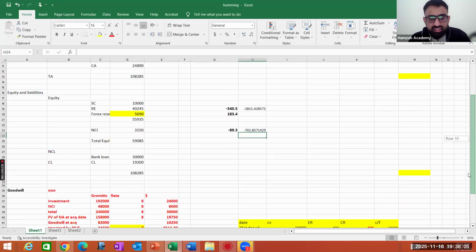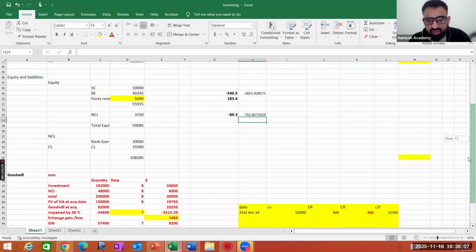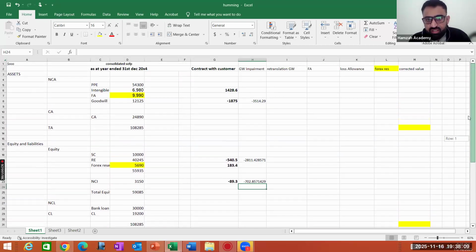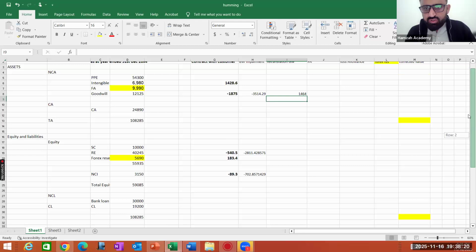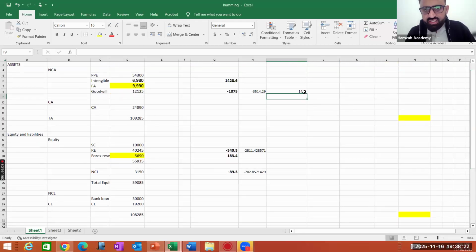Similarly, there is an exchange gain on goodwill. Due to the exchange gain, goodwill has been increased. There is exchange gain of 1464. Now, with the exchange gain, goodwill has been debited.